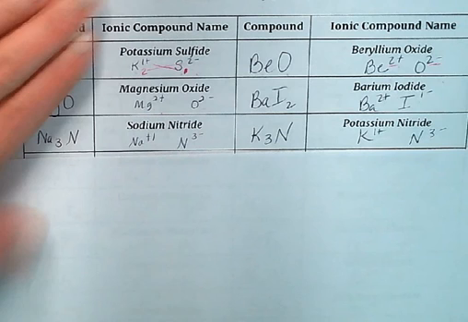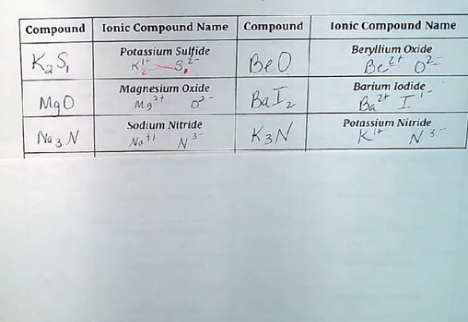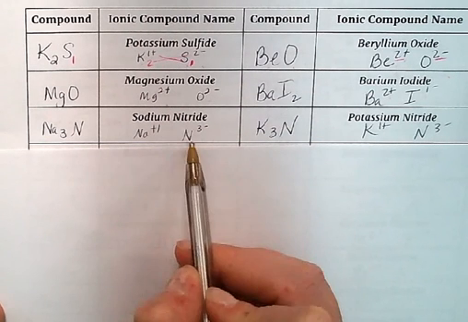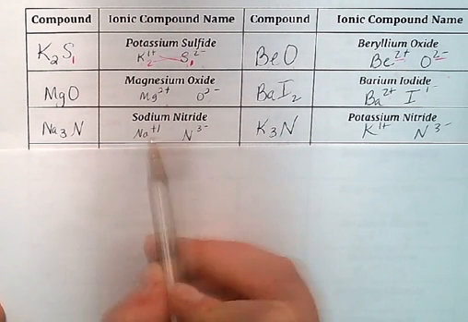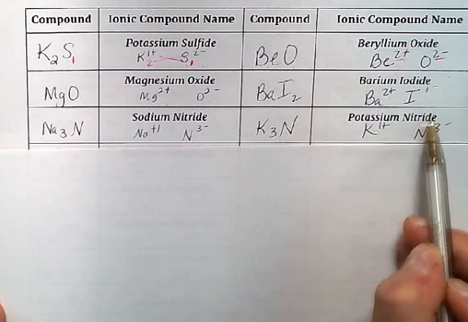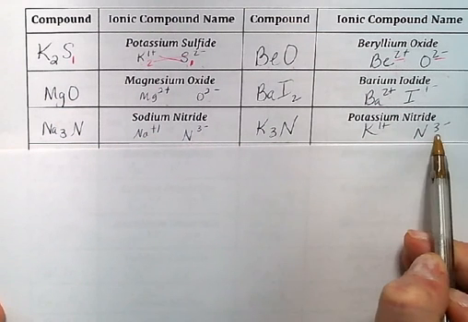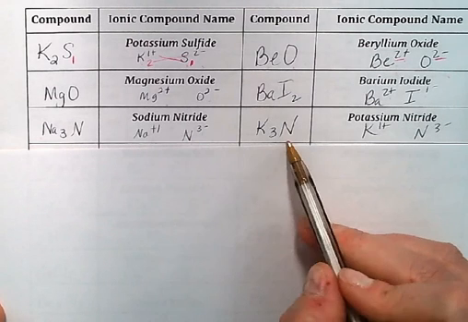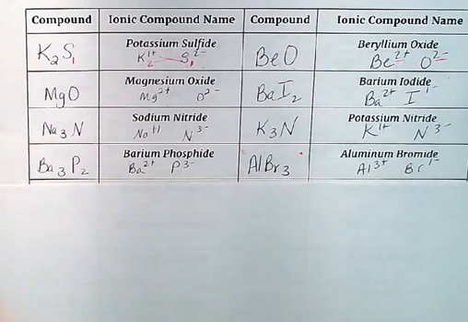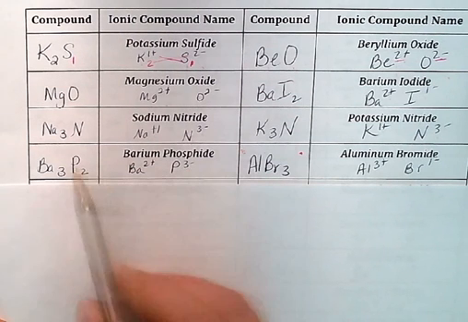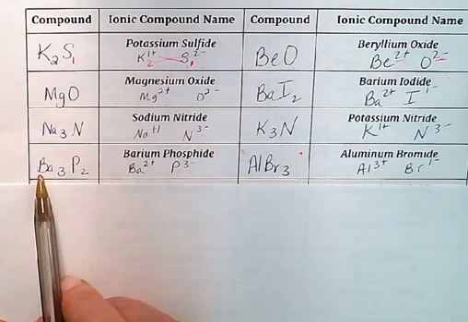If you need to pause this, if you need to come see me, I'm here during homeroom, tutoring on Thursdays. Sodium nitride is sodium and nitrogen, +1, -3, crisscross applesauce, you come up with Na3N. Potassium nitride, +1, -3, crisscross applesauce, you end up with K3N. Barium phosphide, +2 for barium, -3 for phosphorus, crisscross applesauce, you're going to end up with Ba3P2.